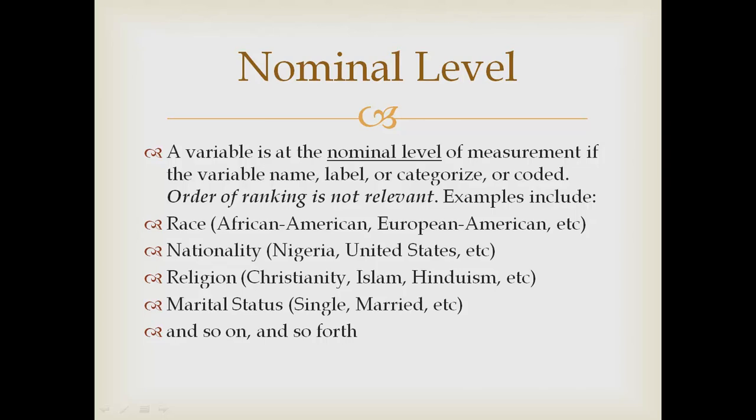So when you see a variable that names, labels, categorizes, or codes, whereby the order of ranking is irrelevant, that variable is at the nominal level of measurement. Example, we have race: African American, European American; nationality: Nigeria, United States; religion: Christianity, Islam, Hindu, Judaism; marital status: single, married, and so on and so forth.